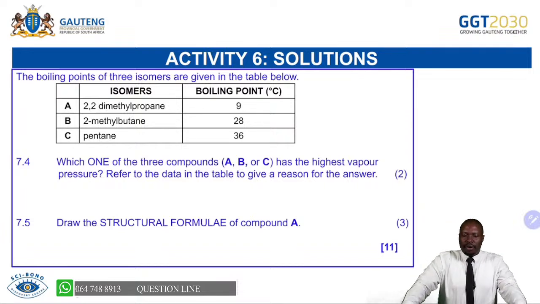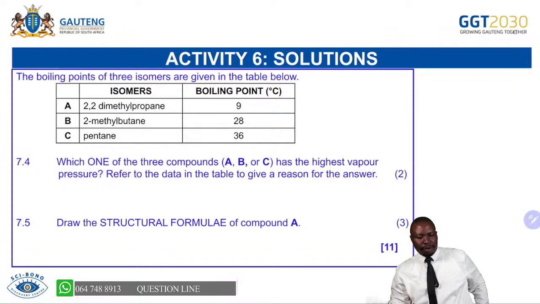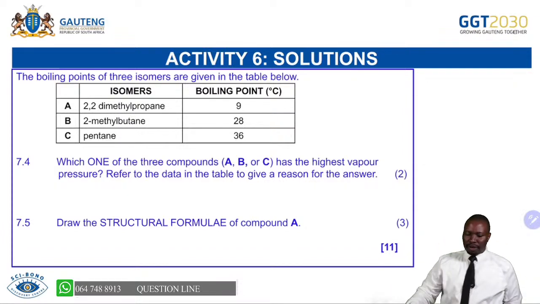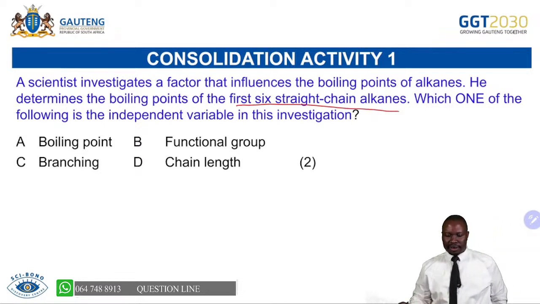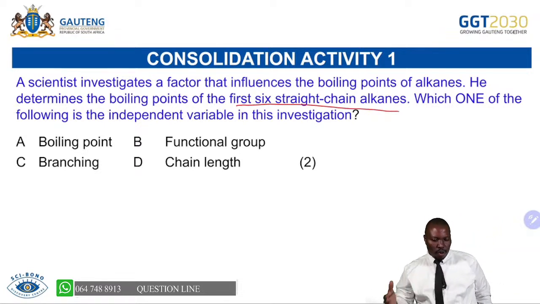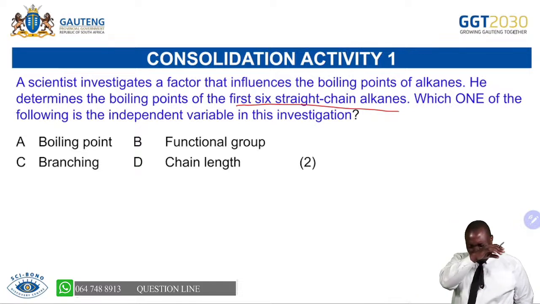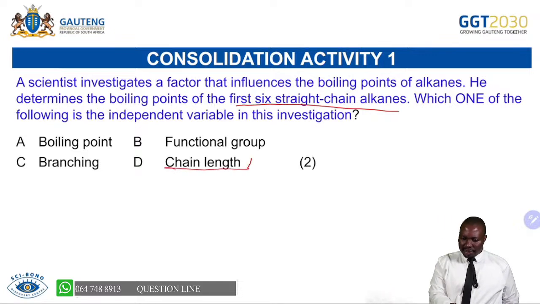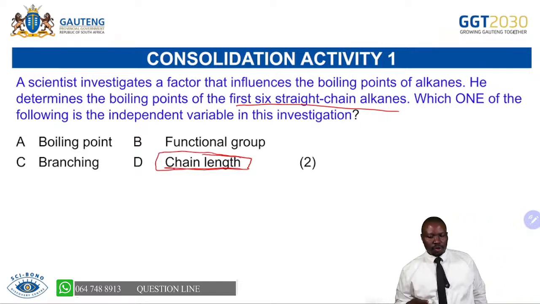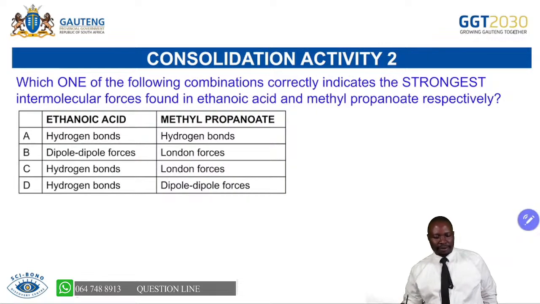Now let's consolidate as we finish this section. A scientist investigates a factor that influences the boiling point of alkanes. He determines the boiling point of the first 6 straight chain alkanes, so that is from methane to hexane. Number 6 is hexane. Which one of the following is the independent variable? If you move from methane to ethane to propane to butane to pentane to hexane, obviously you're increasing the chain length. So that becomes your independent variable. This is what we are changing, because what we are measuring is the boiling point, which is our dependent variable.